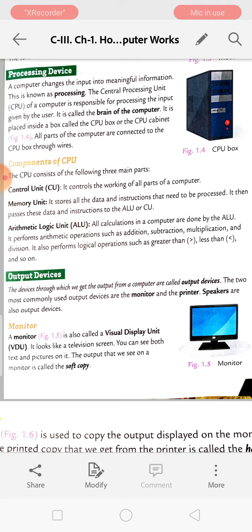The short form will be MU and the full form of MU is memory unit. It stores all the data and instructions that need to be processed. It then passes these data and instructions to the ALU or CU. So the work of the memory unit is to store the data and instructions.